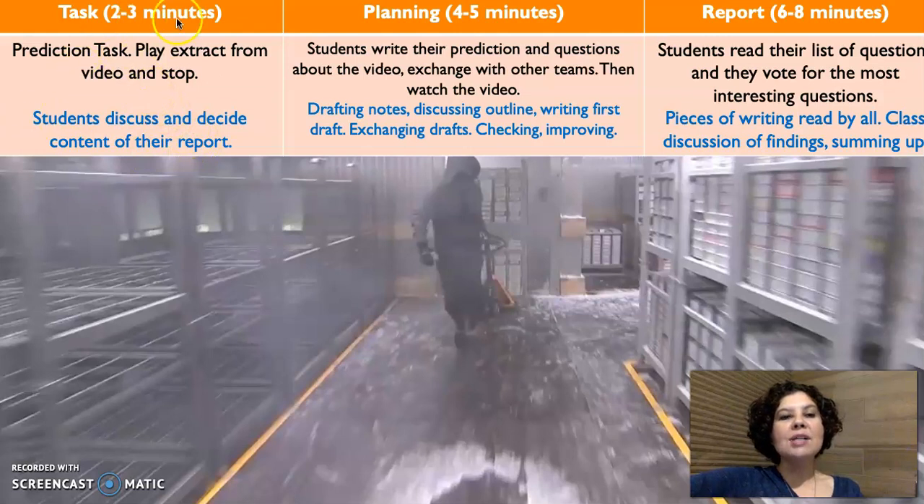When they finish discussing for 2 minutes, they will write notes, they will write their questions, and they will write what they think the video will show. After they finish doing that, they exchange their questions with other teams, so the other teams can find some mistakes and correct them or circle them. Then they get their questions back. And before they do the report, I will play the rest of the video to show them the questions that are in the video and to show them if they were right about their prediction.